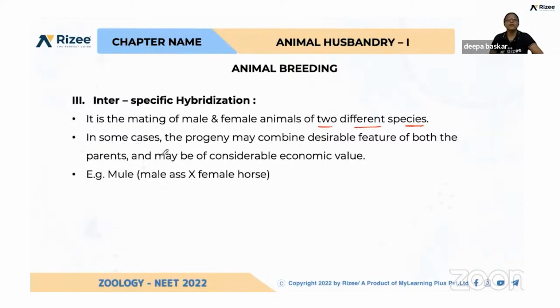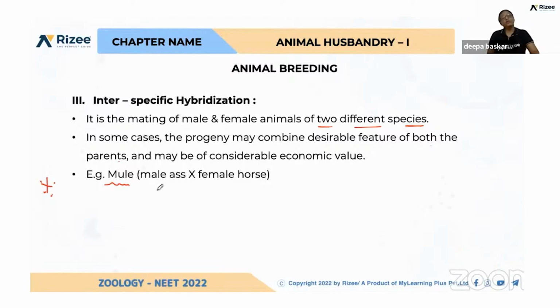For example, in some cases, the progeny may combine desirable features of both the parents and may be of considerable economic value, for example, the mule. This is also very much important. So examples of outcrossing and interspecific hybridization, you have to remember.